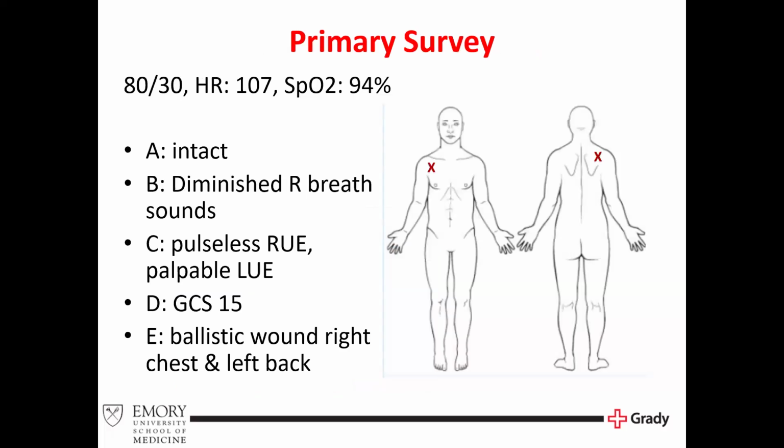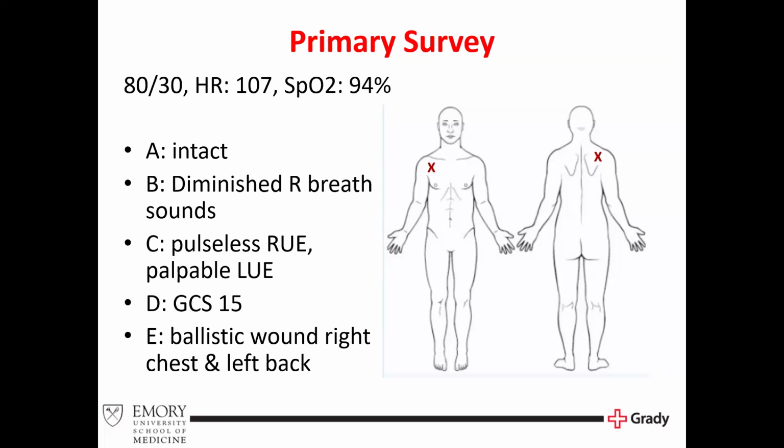For our primary survey, his blood pressure was 80s over 30s. He had a heart rate of 107 and he was satting 94%. His airway was intact. He did have diminished breath sounds on the right side. He had a pulseless right upper extremity and easily palpable pulses on the left upper extremity. His GCS was 15, and he had a ballistic wound to the right chest and left back, which you can see demonstrated on the diagram.